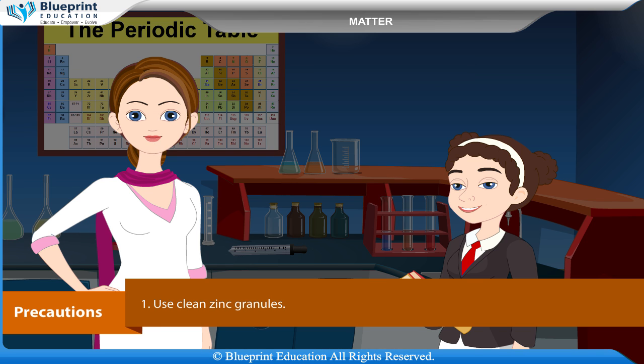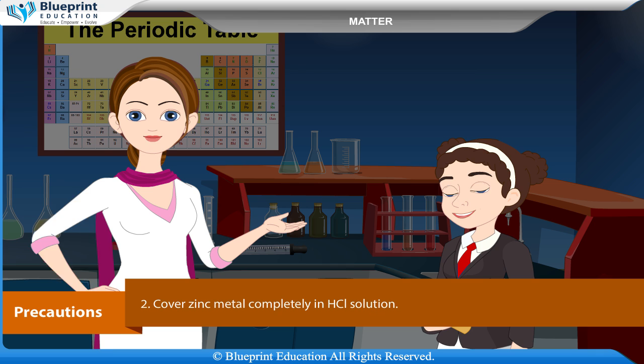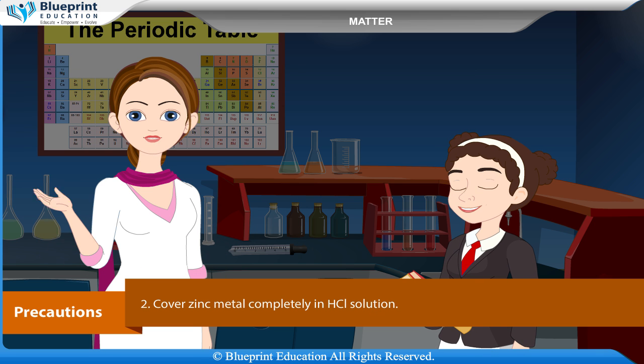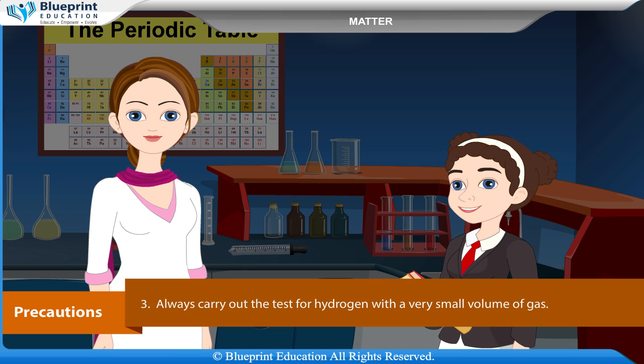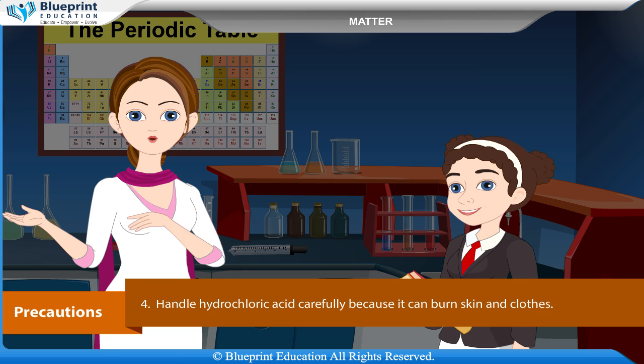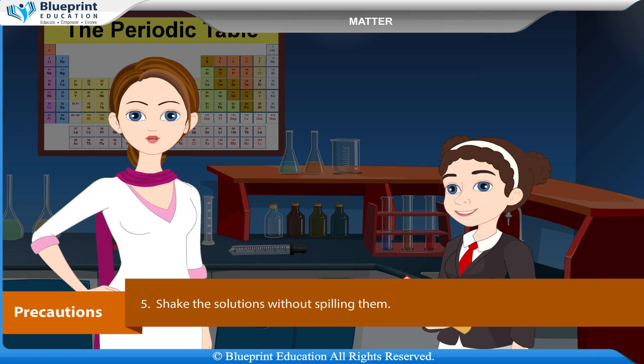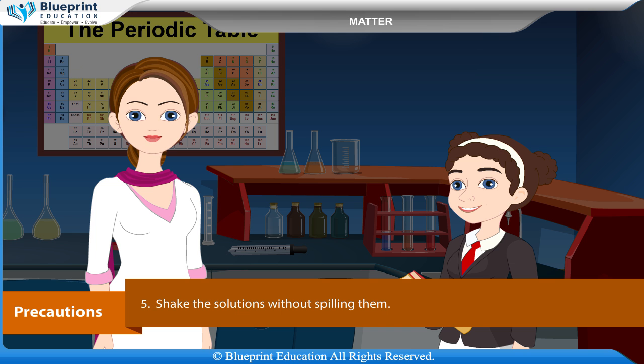Precautions: use clean zinc granules. Cover zinc metal completely in HCl solution. Always carry out the test for hydrogen with a very small volume of gas. Handle hydrochloric acid carefully because it can burn skin and clothes. Shake the solutions without spilling them.